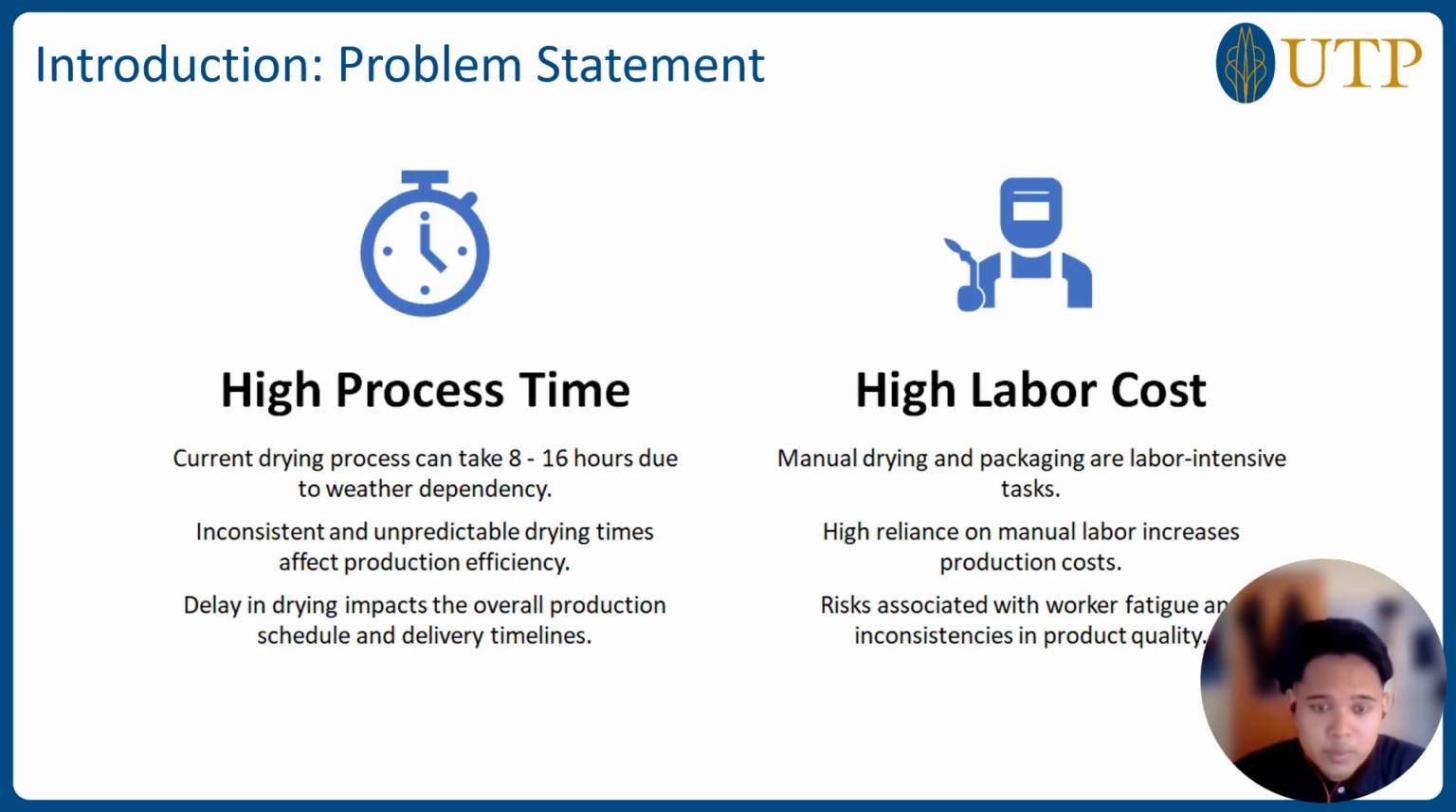So we continue with the problem statement. The first problem statement is high process time. The current drying process can take 8 to 16 hours due to weather dependency. Inconsistent and unpredictable drying times affect production efficiency. Delay in drying impacts the overall production schedule and delivery timelines.